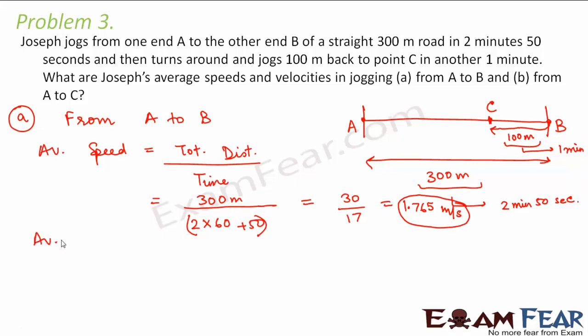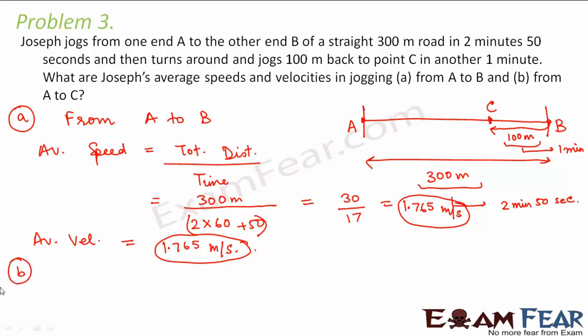Now what would be the average velocity in this case? Now in this case, Joseph moves from A to B in the shortest possible path. I mean, in this case, the distance and displacement both are equal to 300 meters. So average velocity will also come out to be 1.765 meter per second. Because average velocity would be total displacement by time taken, and the total displacement will also be 300 meters.